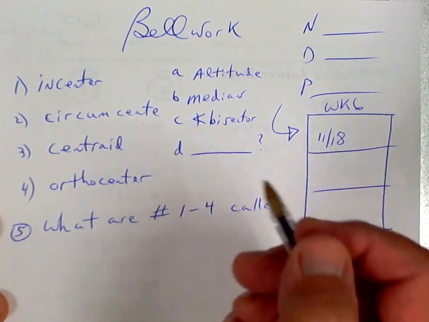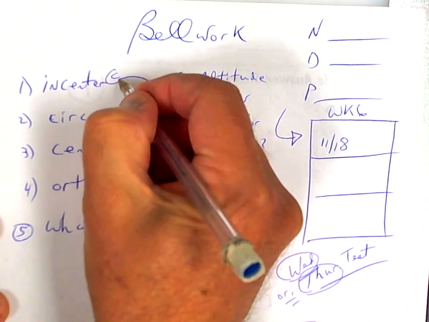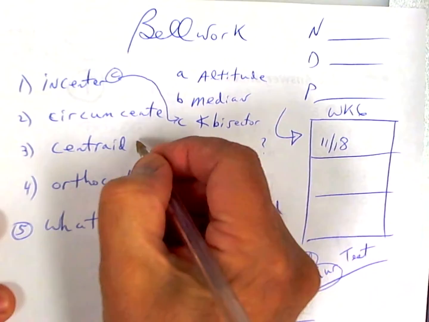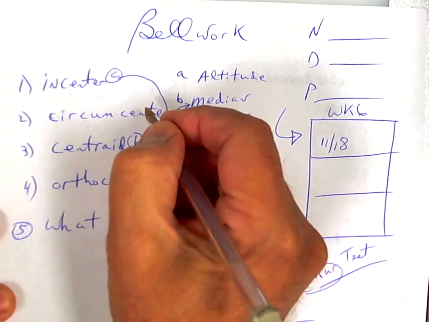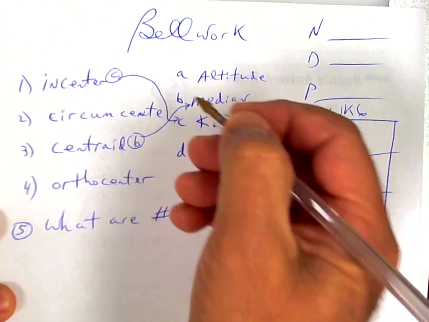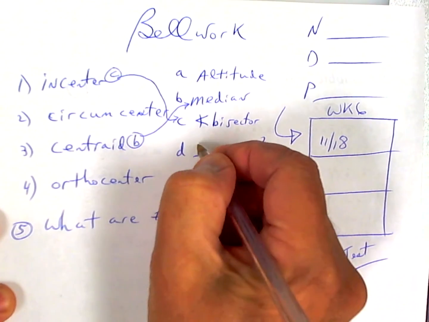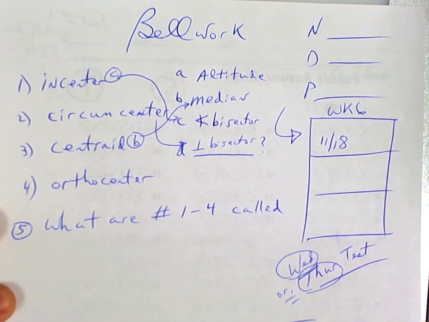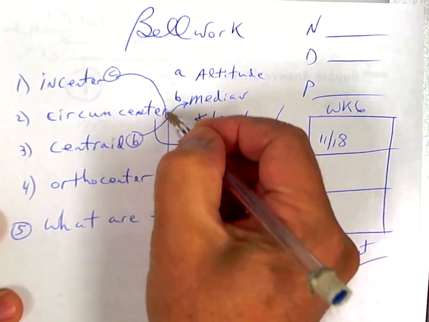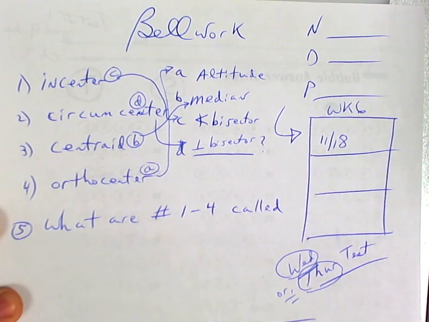The incenter is the angle bisector, C. The centroid is the median, B. The circumcenter is dealing with the perpendicular bisector. And then finally the orthocenter was the last one we learned, and that is the altitude. Okay? And there they are.